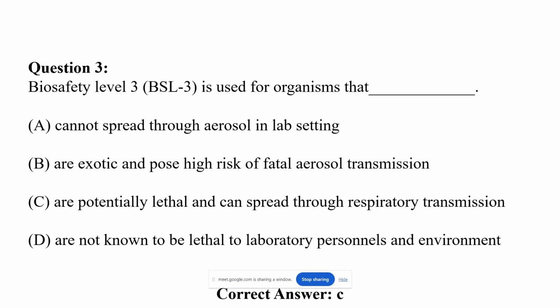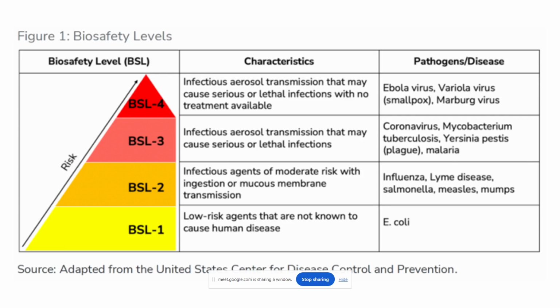So for BSL-1, since it is at the lowest risk, it is categorized as the first biosafety level, and mostly it is used for all the organisms that cannot cause any disease, very low risk agents.